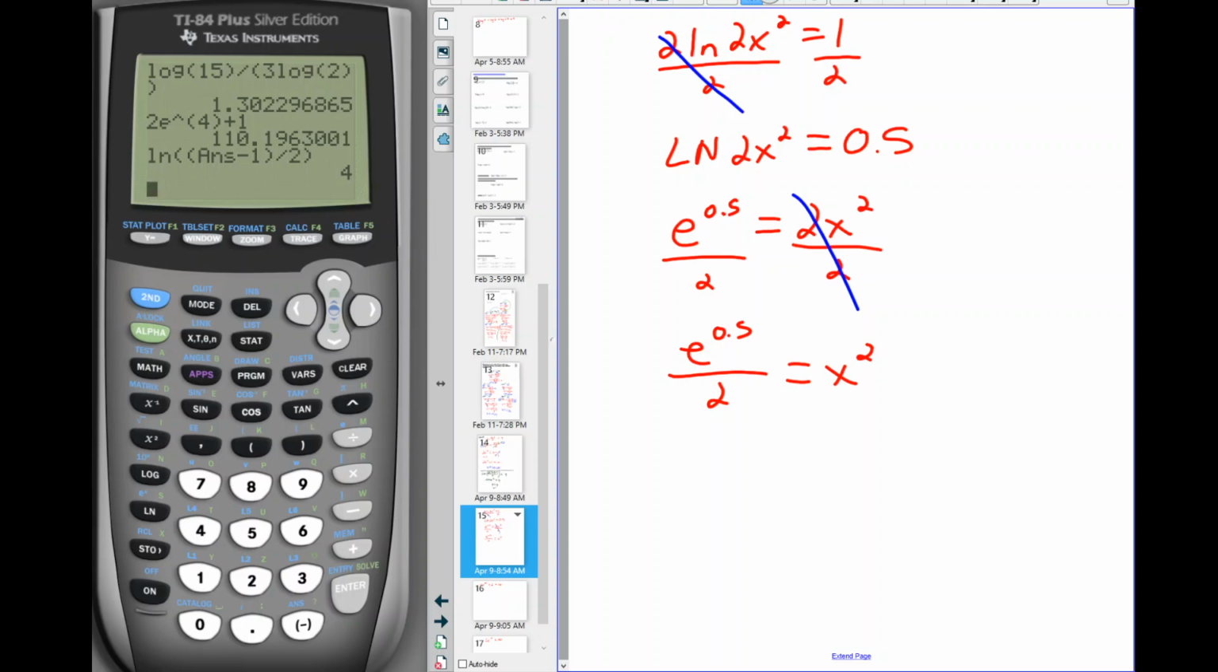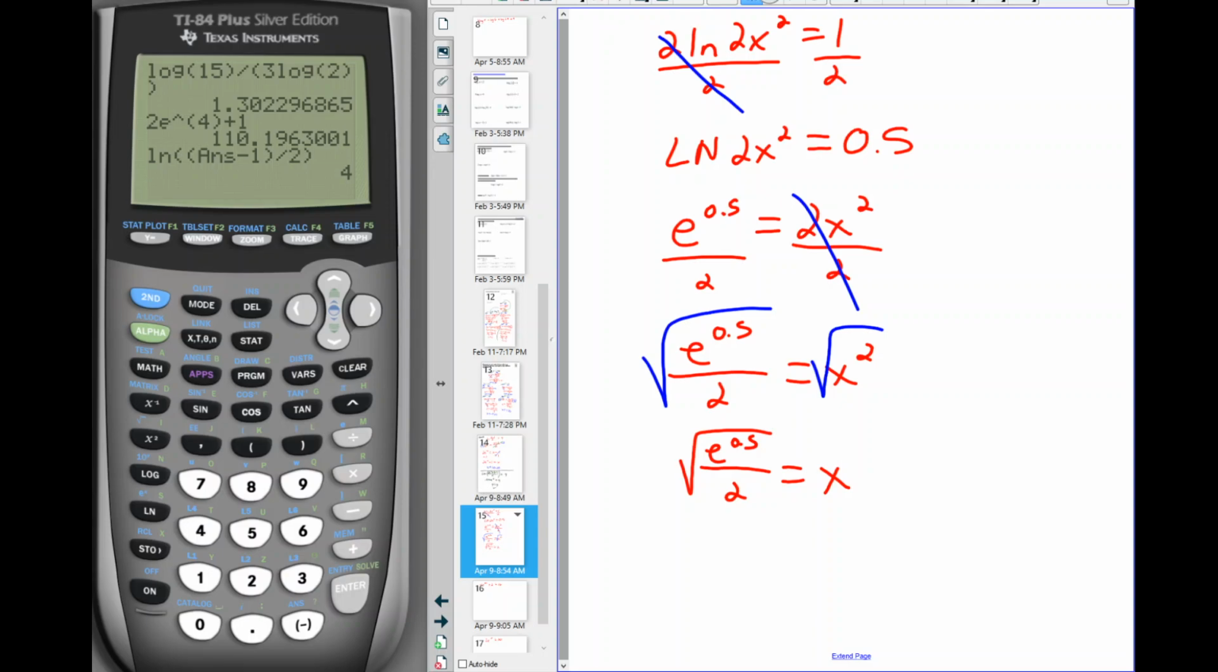And lastly, square root on both sides. So we get square root of e to the 0.5 over 2 equals x. Or do we?